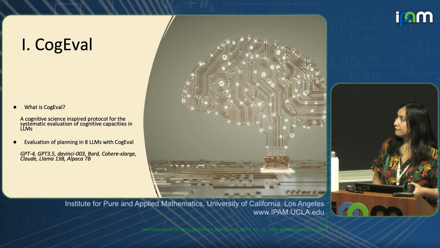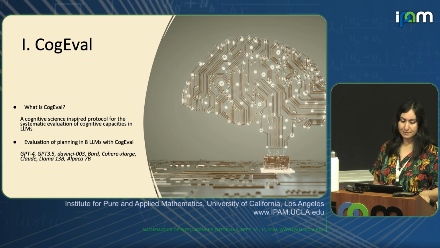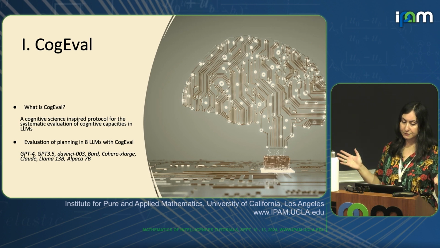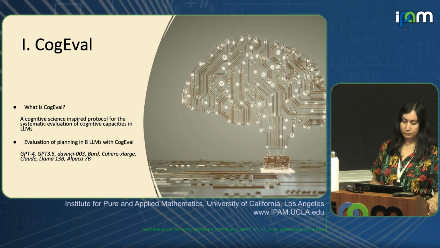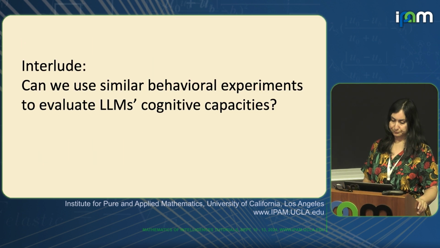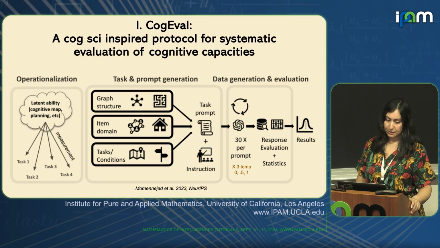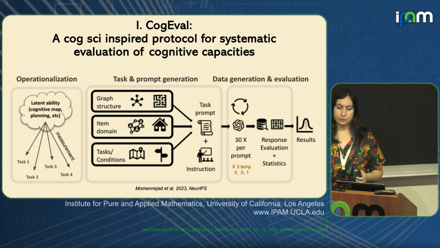The first one was CogEval that I showed you guys. It's a cognitive science-inspired protocol for the systematic evaluation of cognitive capacities in LLMs. I tried it on 8 different large language models: GPT-4, 3.5, DaVinci 3, BARD, Cohere X Large, Claude, Llama 13B. So we didn't try it on the bigger ones in this study, but we do in the next one, and Alpaca 7B. These are similar tasks to the ones that I showed you guys for humans.